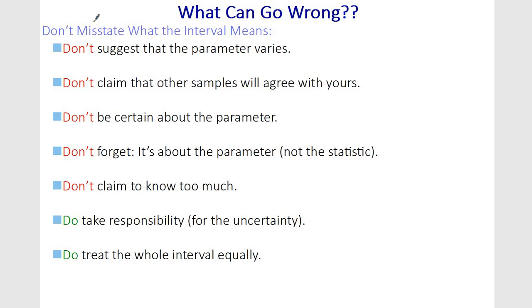It's not about the statistic. It's about finding the parameter. That's what a confidence interval is. We don't care about the statistic. We're trying to capture the true proportion. And don't claim that you know too much. Statisticians are not supposed to have big egos, right? Because we don't know everything. We approximate, we estimate, we observe. We can't be certain. Do take responsibility for the uncertainty, so always list your limitations and treat the whole interval equally.